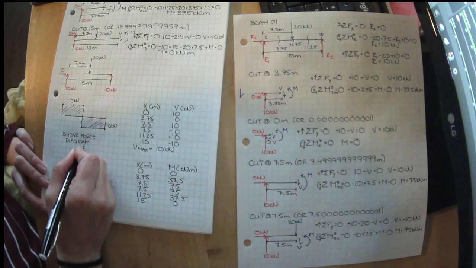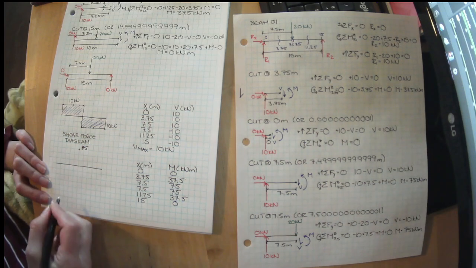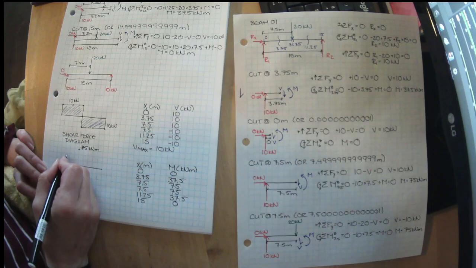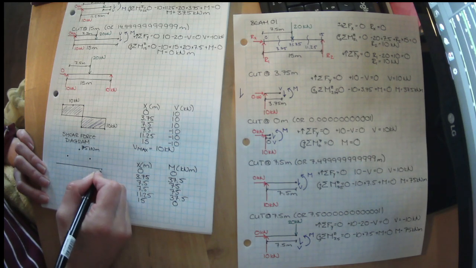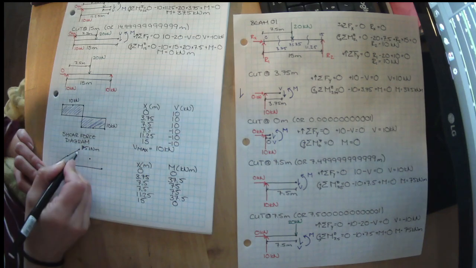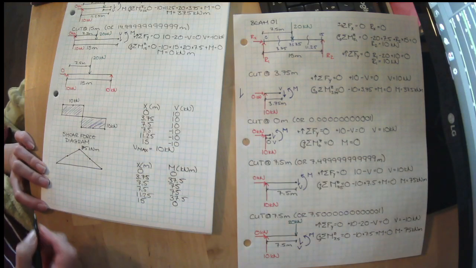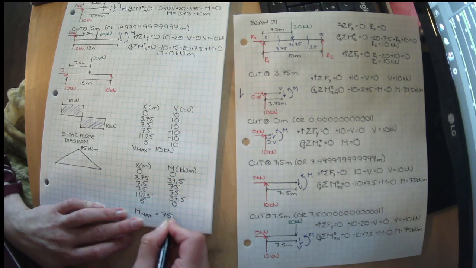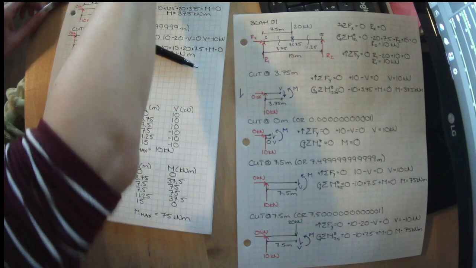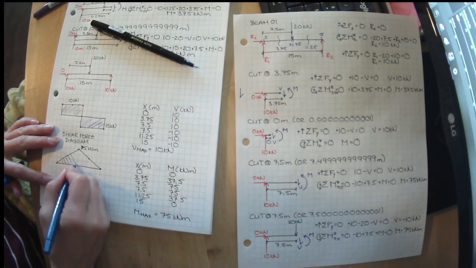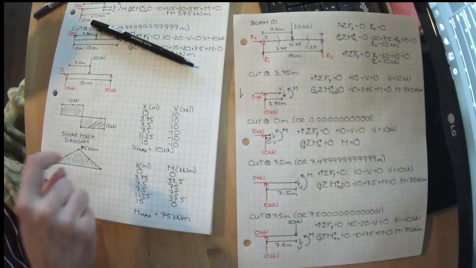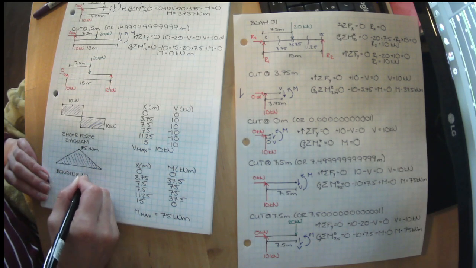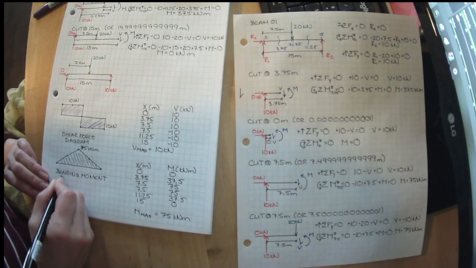So let's draw this out. Got 75 kilonewton meters here. Right about here, we have 37.5 and 0 and 0. Well, look at that. What's the maximum moment? It looks like M max equals 75 kilonewton meters. And again, because I like to draw these things in, this is a bending moment diagram.